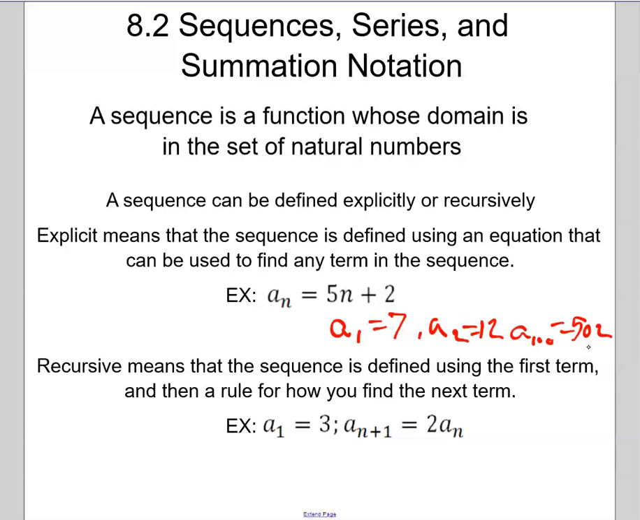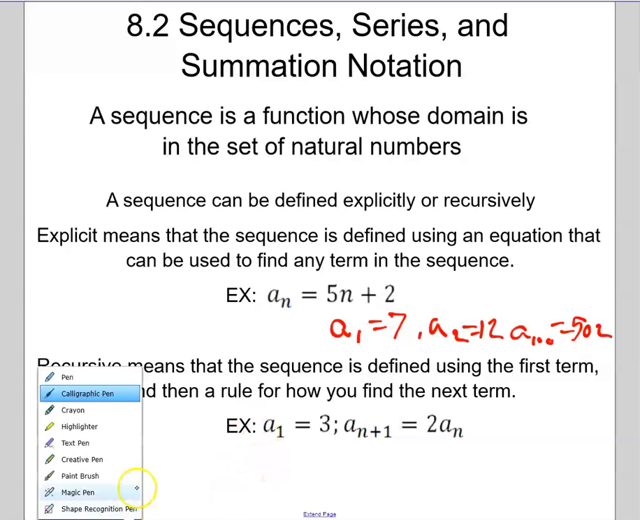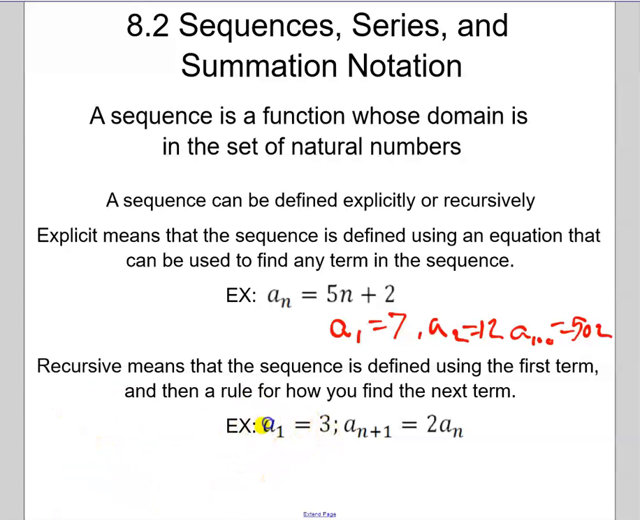The other way we could be given a rule is what we call a recursive rule. And a recursive rule is a rule where you start by being given the first term. So you can see here we're given the first term, a sub 1 equals 3. So we start out with that. And then instead of giving a formula to how we can find a certain term in the sequence, what we're given is a rule about how we find the next term.